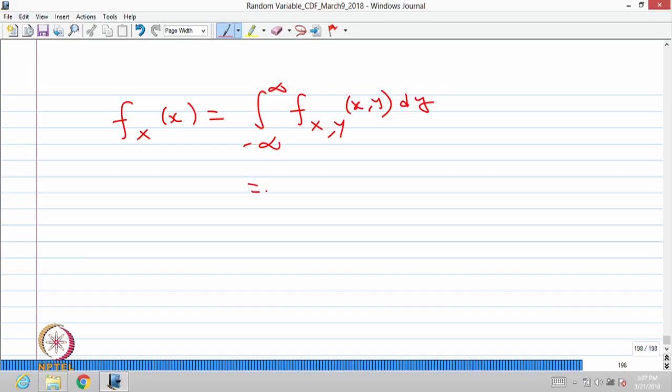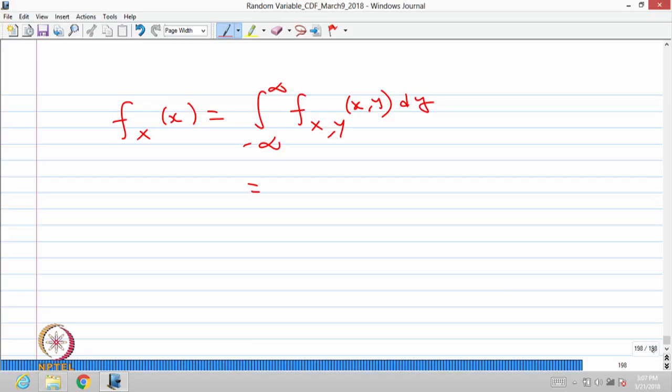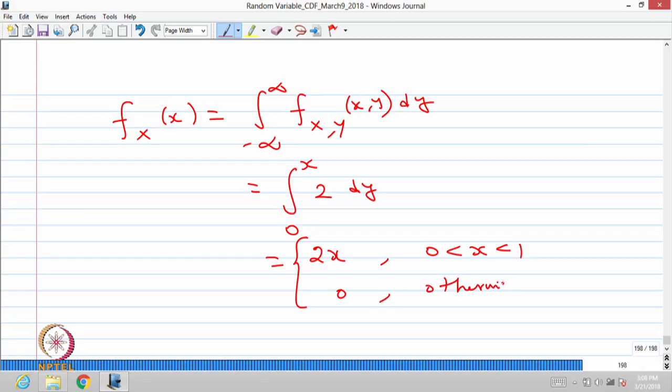Correct. The joint probability density function value is 2 for 0 less than y less than x less than 1, and you want integration with respect to y. Therefore, the integration is from 0 to x of 2 with respect to y. When you simplify, you will get 2x, when x lies between 0 and 1. So, the probability density function is 2x when x lies between 0 and 1, 0 otherwise.